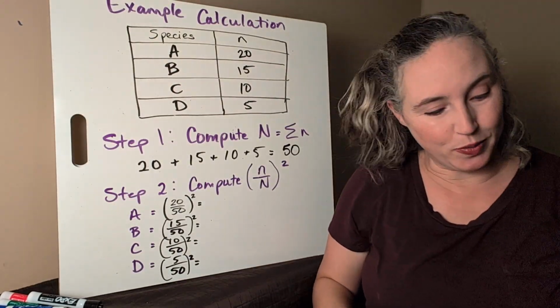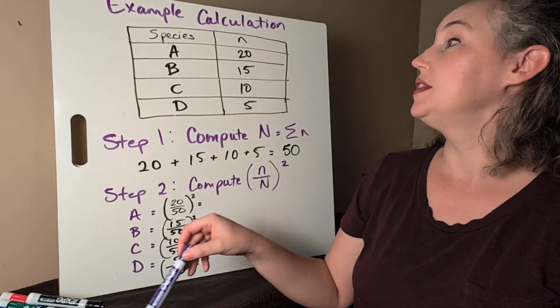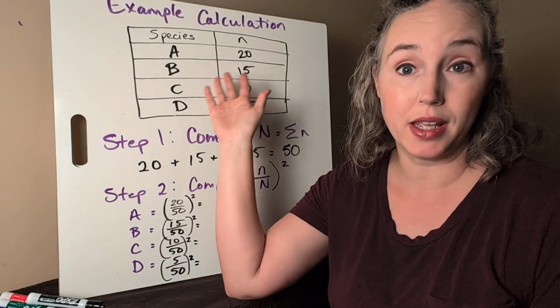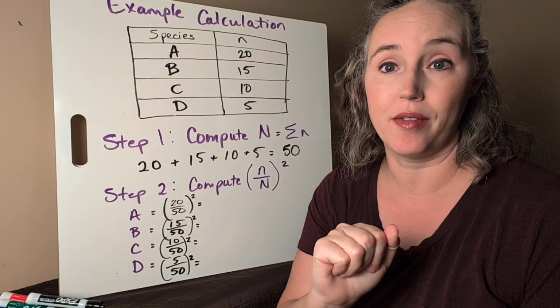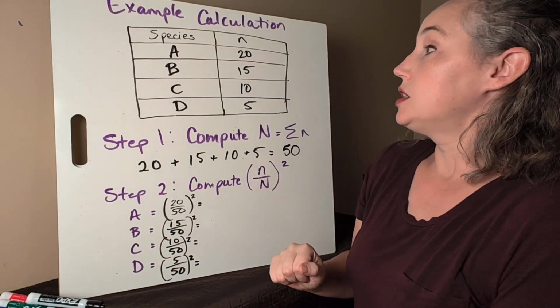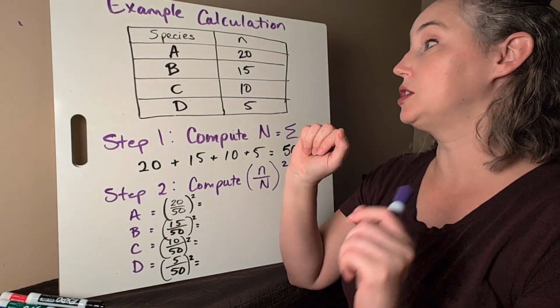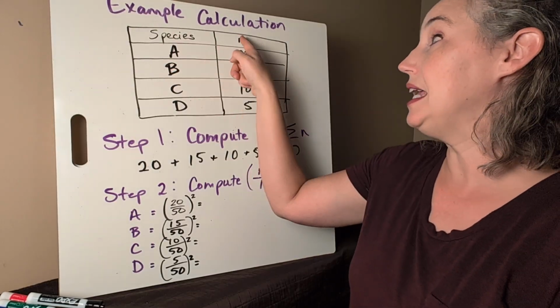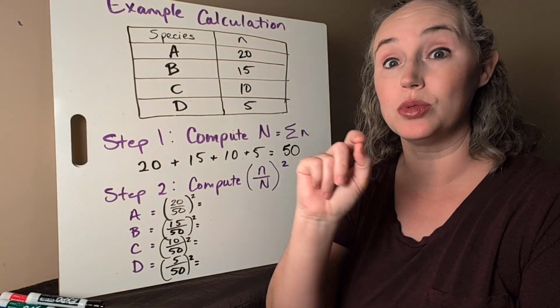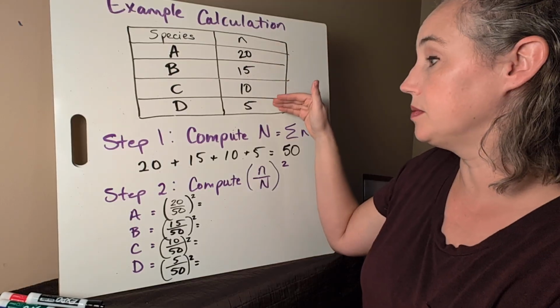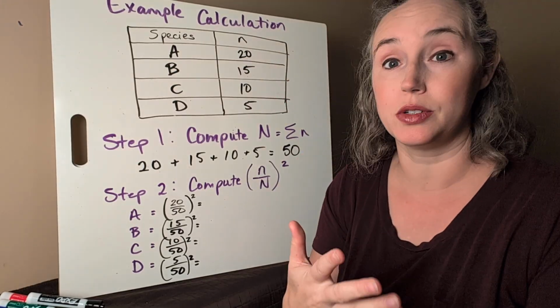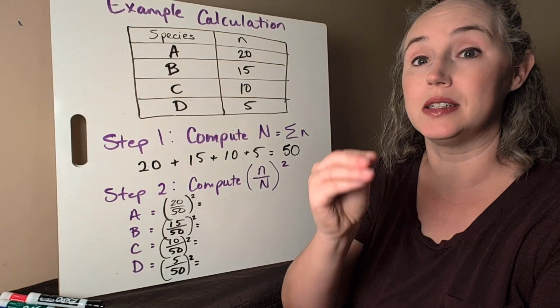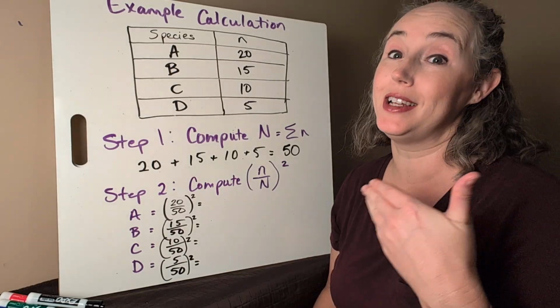Let's work an example. This is the AP style one where they give you a data table and then you have to work everything out. So let's say we went to an area and there were 4 different species. N, or the number of individuals of that species, is here. We're going to work through the steps to figure out its Simpson's Diversity Index and then interpret.